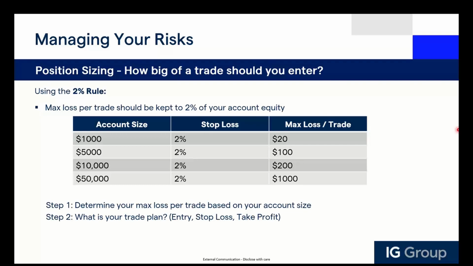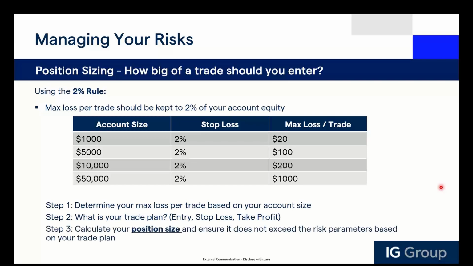So based on, let's say, the $10,000 account size, if we are willing to risk $200 for this trade, we have a $200 budget to work with. What is our trade plan? Are we looking to long the market? Are we looking to short the market? And where's our exit? Essentially, what we are trying to do with this rule is calculate position size so it does not exceed the 2% rule.